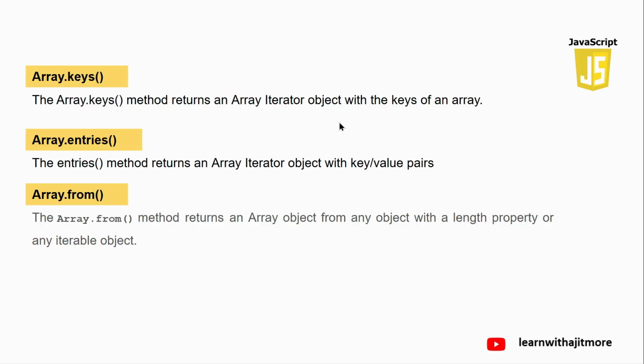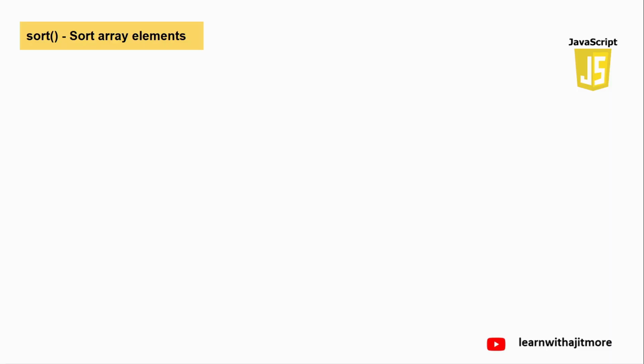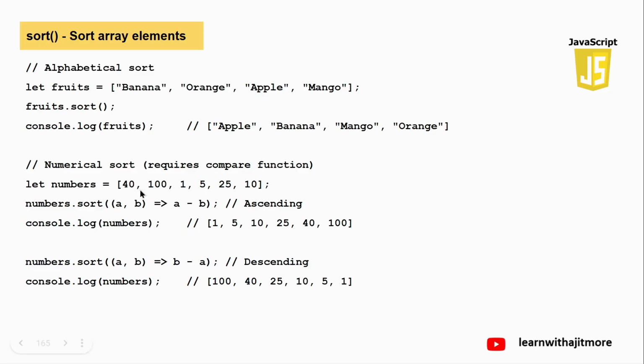Okay? So I hope this from is also clear to you. Then we have some sorting methods, like if you want to sort the elements of your array, getting? So there is one sort method. See, by default, it will do ascending sort. So this is your array, and you are writing fruits.sort. This is an array of strings.